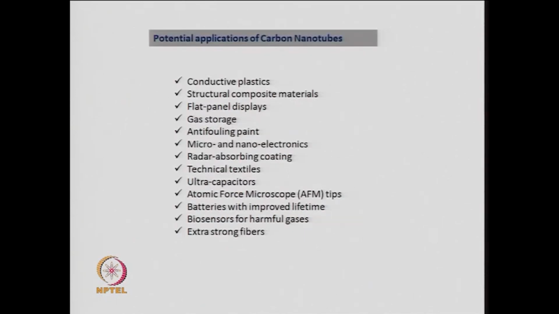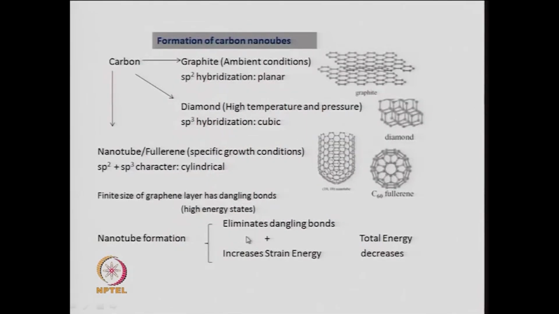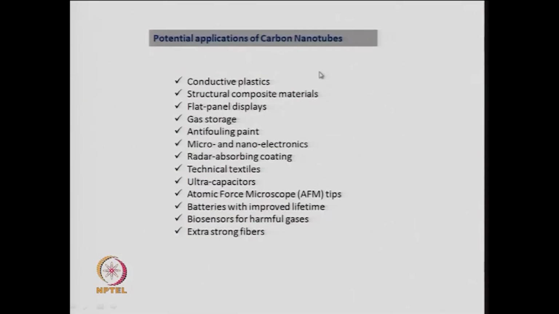what are the potential applications of carbon nanotubes? I have shown you several applications, but there are many other applications of carbon nanotubes other than what has been shown here. Among them you can make conductive plastics, structural materials because of its high mechanical strength, then because of its field emission properties you can make flat panel displays and several other applications which we will discuss in subsequent lectures.